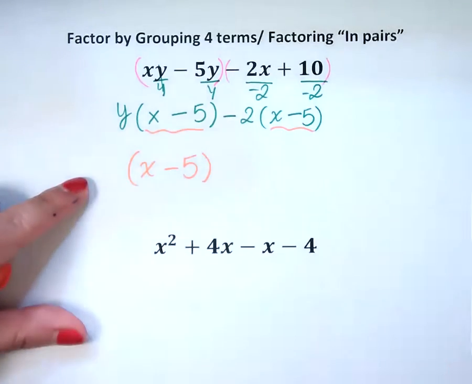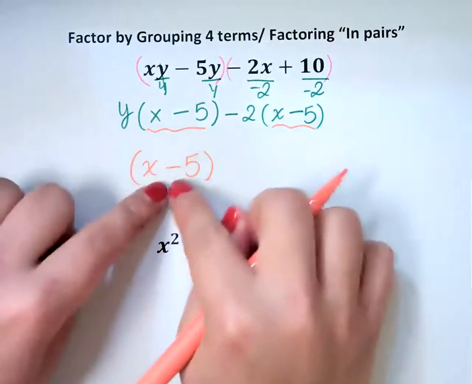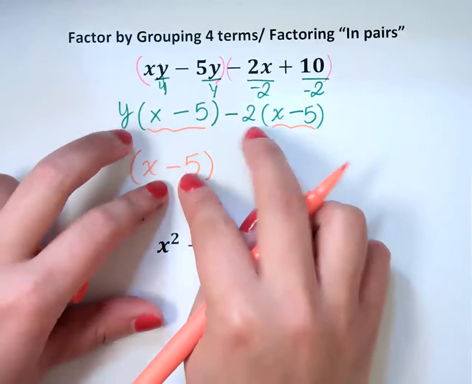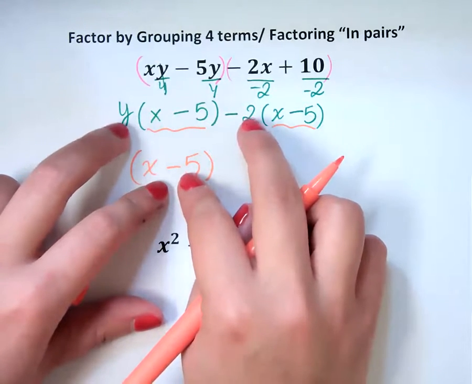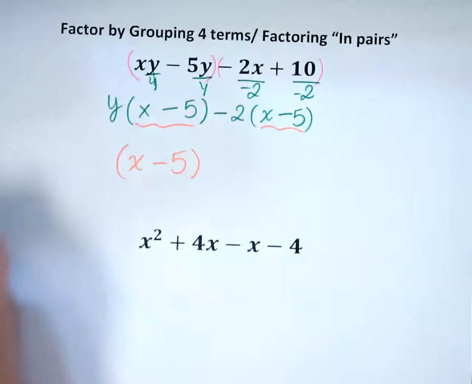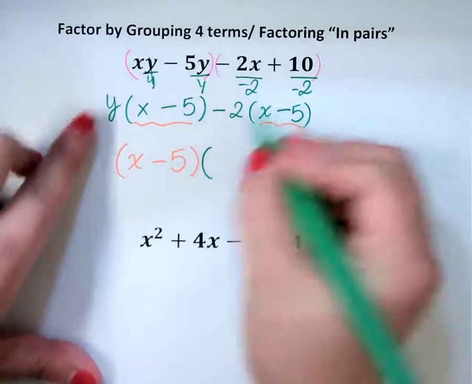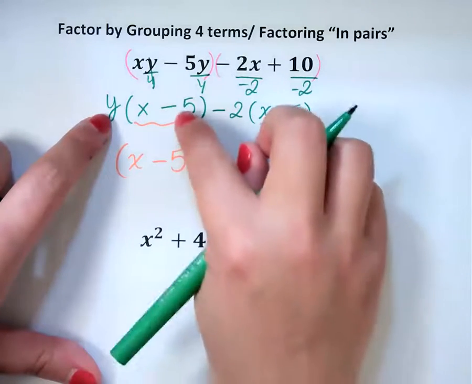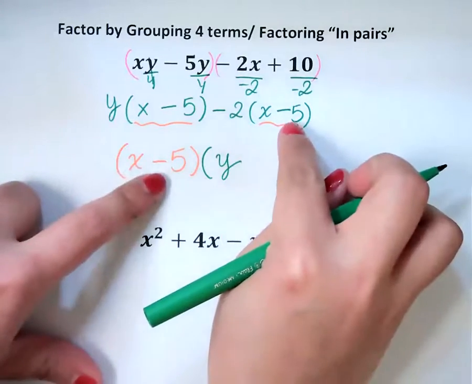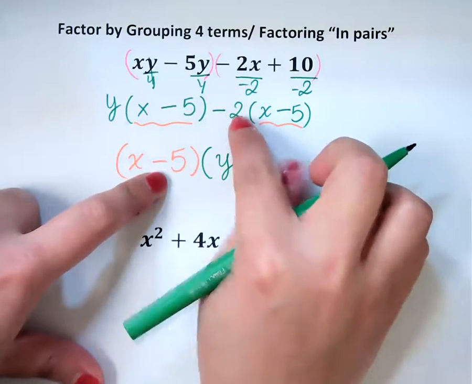Put them in the front like this. They both share the x minus 5, so you take out the x minus 5 from both terms, and then the remainder is y minus 2. So we're going to put y minus 2 into another factor. This one already shares x minus 5 and has y, and this one already shares x minus 5, so we bring that to minus 2.